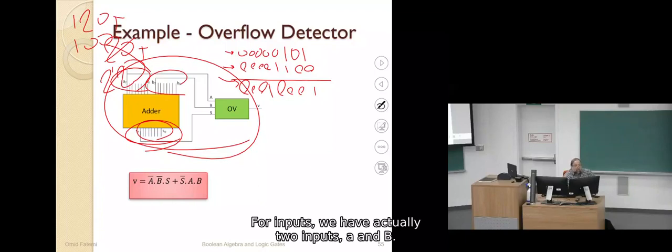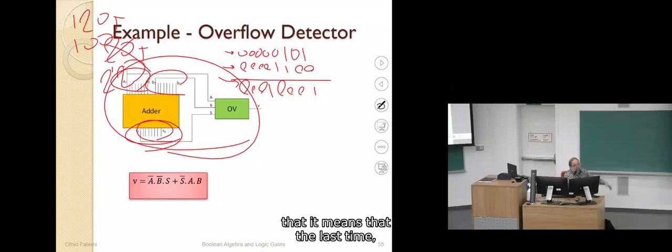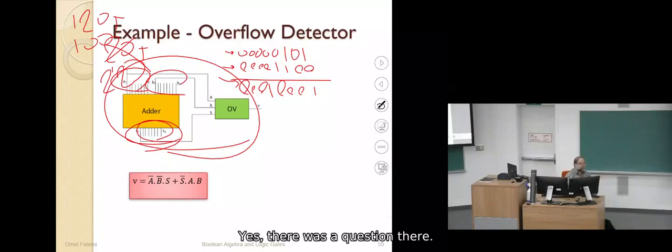If we have four, for adding, you have to do it 2 by 2. So you add two of them together. If you got overflow, then that's it. And if no, we go to this next one. So if you got overflow, then no. Because overflow is accumulating. If you have overflow somewhere, it means that they told that the last time, unless one of them is positive and one of them is negative, we could talk about it. Yes, there was a question there, no?